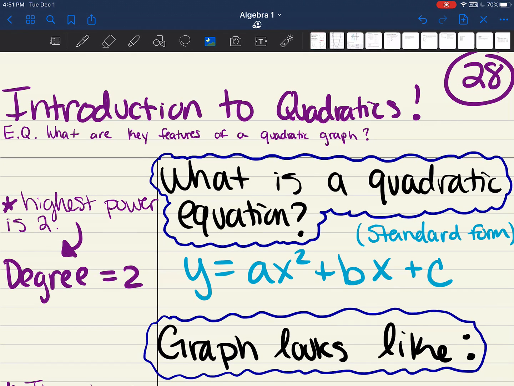Alright guys, so this video is on the Introduction to Quadratics, page 28. The essential question is, what are the key features of a quadratic graph? You're definitely going to want to pause this video throughout and take some notes. Everything you see me write or have written, you should absolutely have down in your notes.